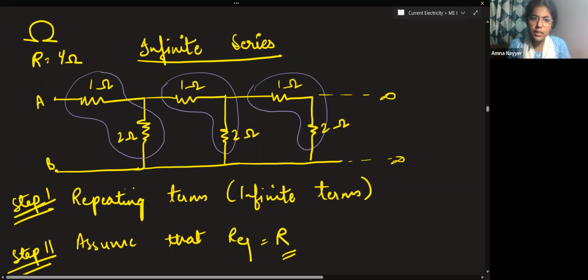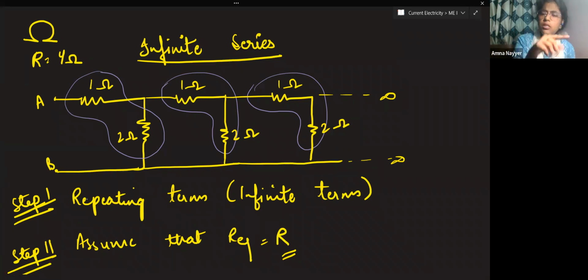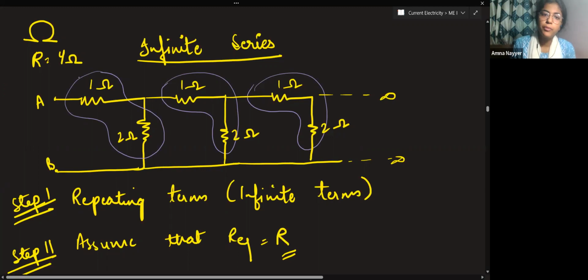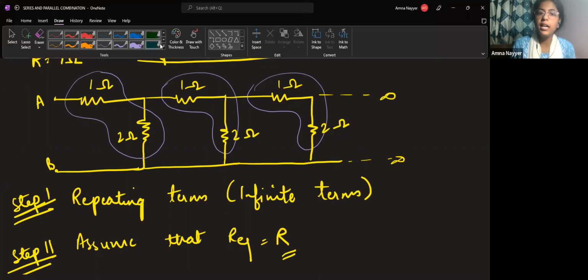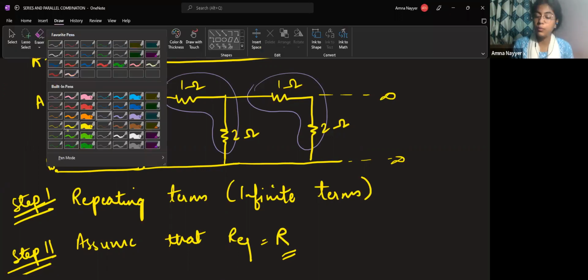It could have happened that there might have been a resistor here, but that would not have been included in the repeating term. Or it could have happened that resistors would have been connected till infinity here, so that would have become our repeating term. Identifying a repeating term is very easy, all of you can do it. Just identify the repeating terms. Now, once you have identified them, how to proceed?